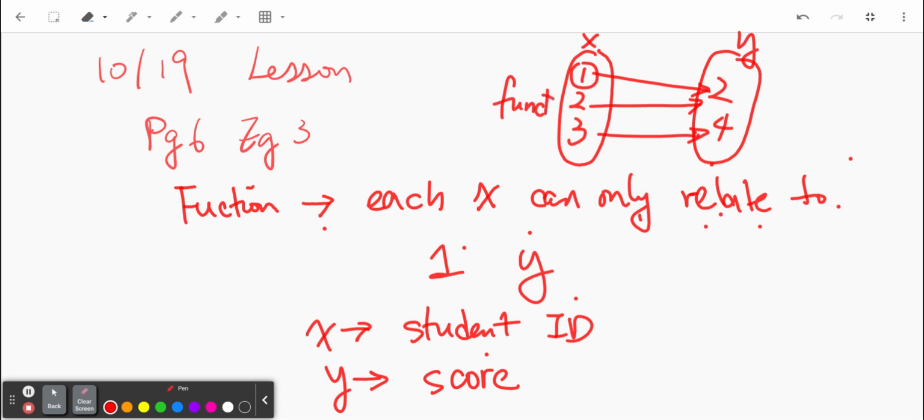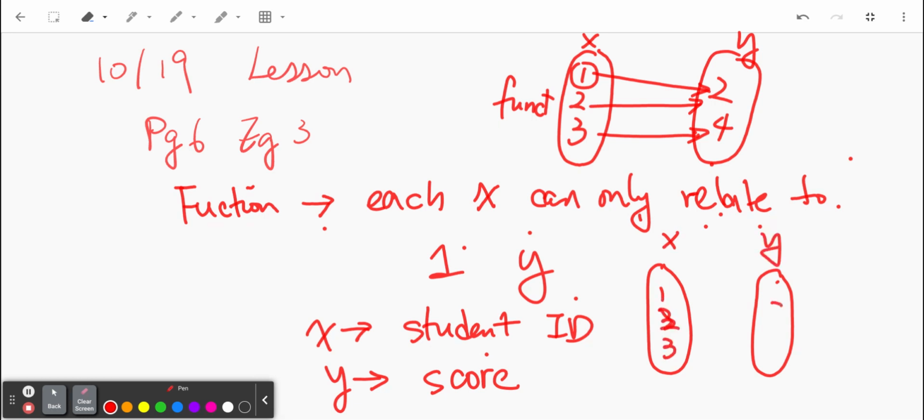Yes. However, if you have something like this, x and y, you have 1, 2, 1, 2, 3, right? 2 and 4. If you got 1 to 2, okay, 1 to 4. So if you have something like this, that is not a function because 1 x is actually going to how many y's? 2. So this is not a function.